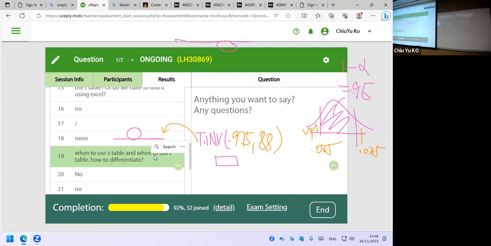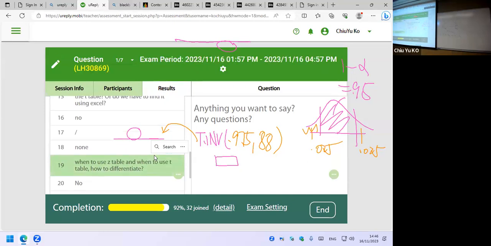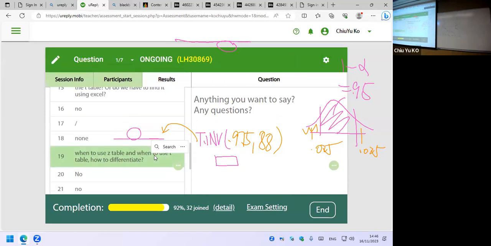Okay, and probably some of you ask, why do we teach Z? The answer is, when n is big enough, Z is enough, right? In general, in business applications, when you have a large sample, then Z is doable, and you don't need to check a complicated table.